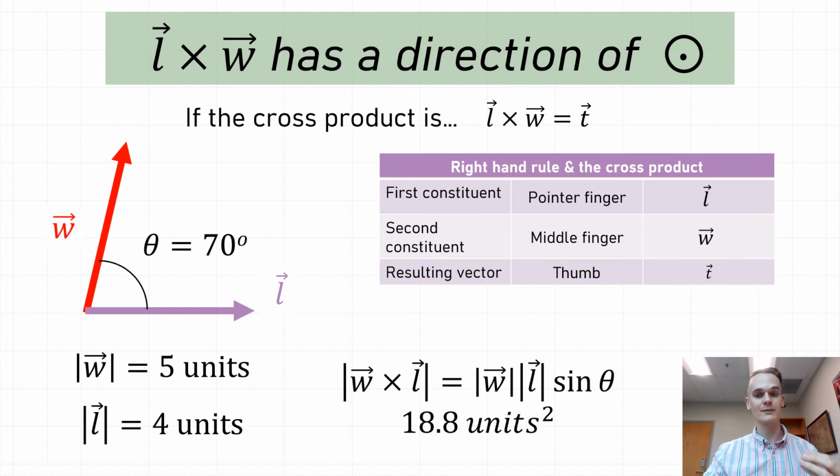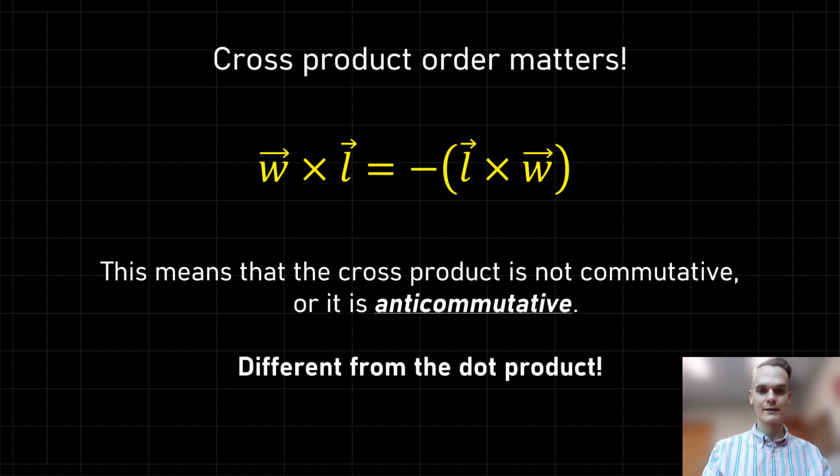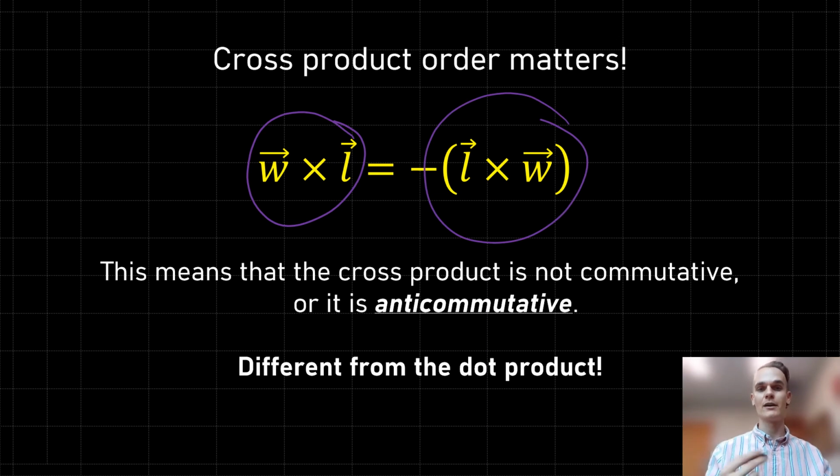So the order of the cross product matters. The cross product is not commutative. It is something else. This is a property we've never seen before. Whenever you change the order of the cross product, the vector that is outputted by the cross product flips its direction. So vector W crossed with vector L is equal to the opposite of vector L crossed with vector W.